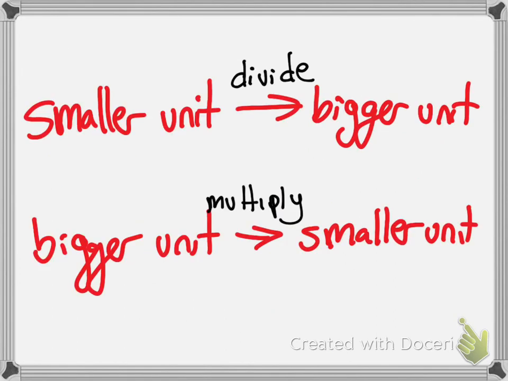So again, I want you to make sure you have this. From a smaller unit to a bigger unit, we divide. From a bigger unit to a smaller unit, we multiply. So this is important to know because otherwise you'll mess up. Not numbers, but units. So for example, inches are smaller than feet. Feet are smaller than miles. Gallons are bigger than cups. So you have to think about what you're doing to get to each answer.